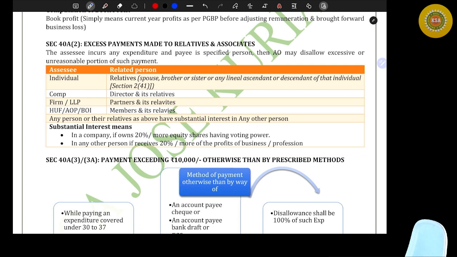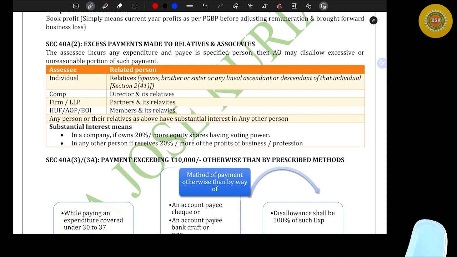In examination, they will definitely give you the market salary. But one thing that you have to identify is whether that person, that payee, is your relative or associate. For that, you have to study this definition. What's the definition? Assessee and related person. And for an individual, who is a related person?